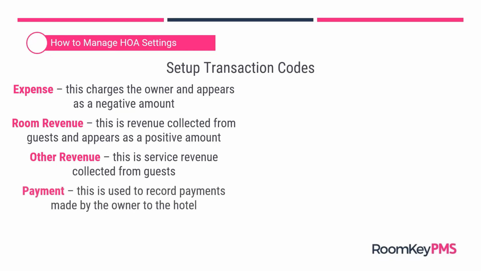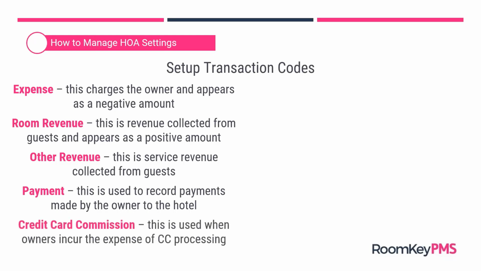The next type of transaction is a payment, and this is also a required transaction code because it is used to record any payments that are made by the owner to the hotel. So if the expenses that you are charging to an owner in any given month are more than the room revenue that is being brought in by that unit, the owner would owe money back to the hotel, and you need to record that using a payment transaction code.